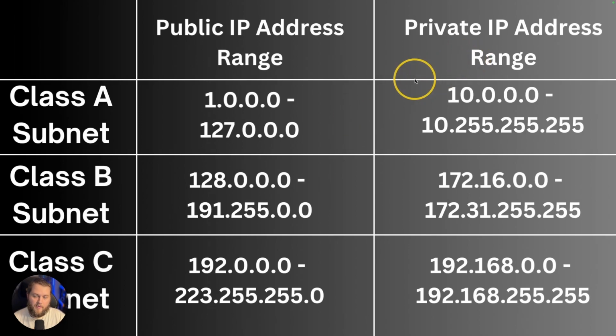So with the private IP address ranges, this is where we really want to focus in because these are what you're going to see most often. You're going to have a 10.0.0.0 address to a 10.255 address and a 172.16 address to a 172.31 address. And again, probably the most common thing you're going to see out there is a 192.168 address out to a 192.168.255.255.